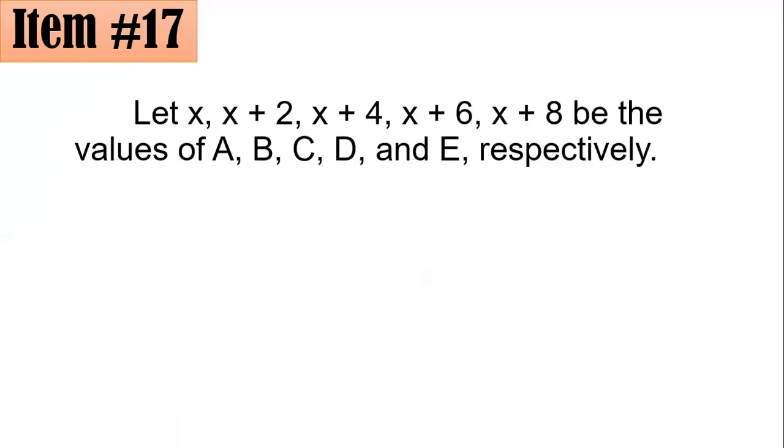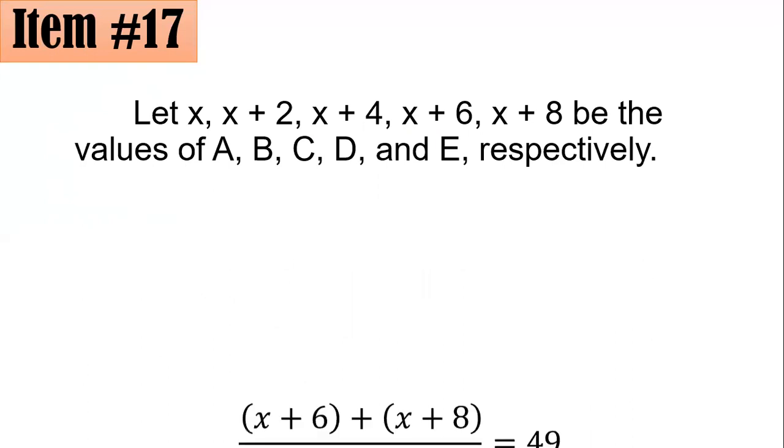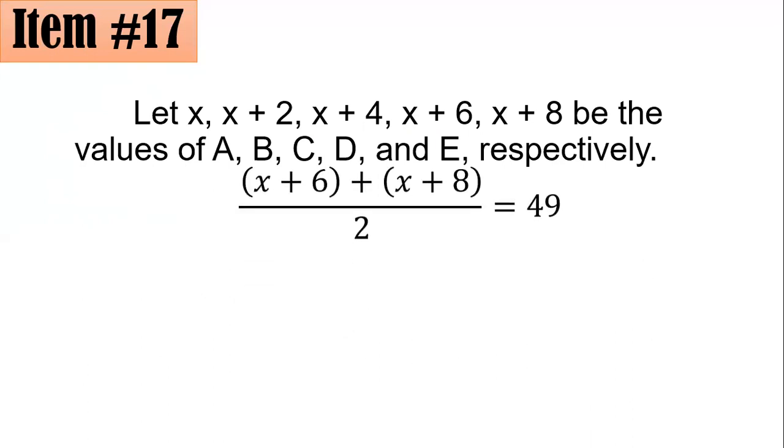Now, from here, since we are talking about even numbers, let's say I would like to represent x, x plus 2, x plus 4, x plus 6, and x plus 8 as the values of A, B, C, D, and E respectively. They differ by 2 because they are consecutive even. And the problem states that the mean of D and E is 49. So when we speak about mean, you get their sum divided by the number of scores. So I get x plus 6 plus x plus 8 divided by 2 because there are just 2 expressions involved, and equate that with 49.